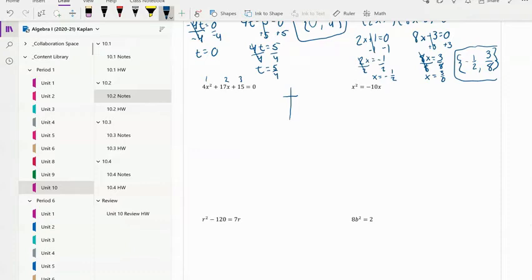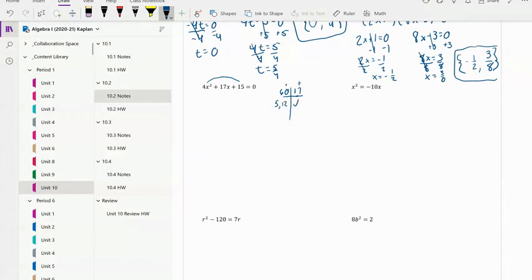We're multiplying the 4 times the 15 to get 60. So we're trying to multiply to 60 and add to 17. Well, what two things do that? If you're thinking about the factors of 60, well, 1 and 60 isn't going to do it. 2 and 30, certainly not. 3 and 20, still not there. 4 and 15, we're getting warmer. 5 and 12, now that's the ticket.